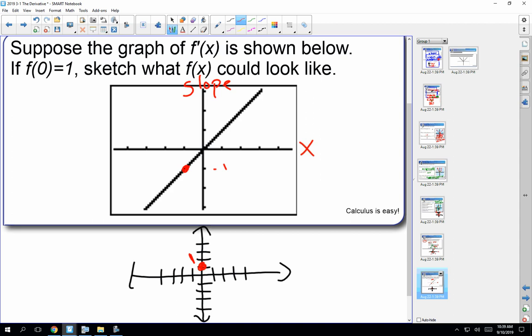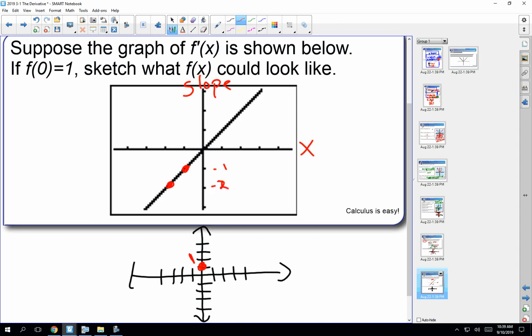Here it does help if you understand the relationship between linear and quadratic functions. But I'm going to draw a little slope right there. And then down here at, say, -2, what happens to the slope? Is it getting steeper negative? Yeah.